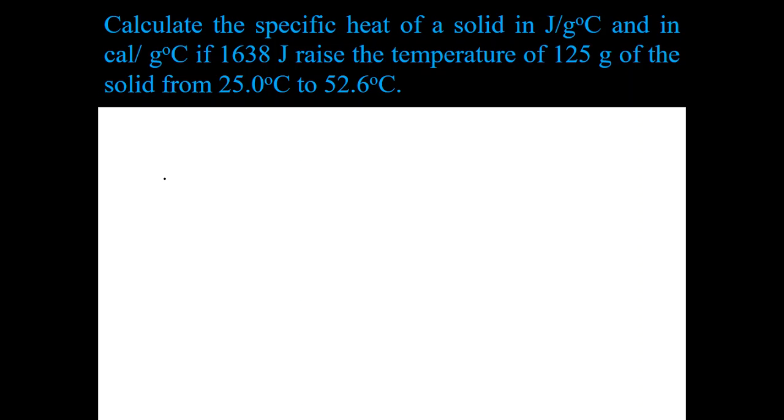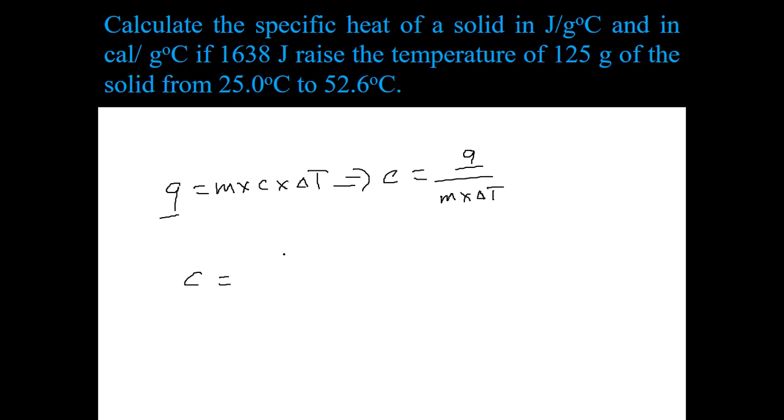So the equation you're going to use, of course, is Q is equal to m times c times delta T. Therefore, c, which is what the question is asking for, would be equal to Q over m times delta T. So all you have to do is plug the numbers in. For Q, it is 1638 joules divided by m, which is 125 grams, times delta T, which is the difference between 52.6 degrees Celsius and 25.0 degrees Celsius.